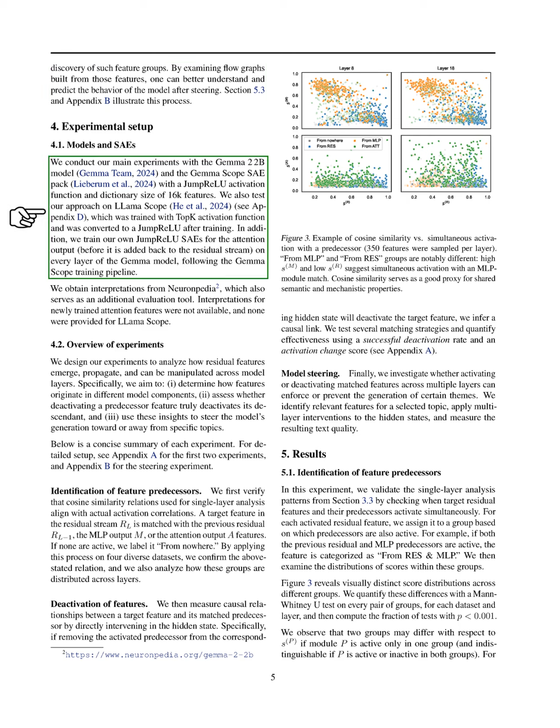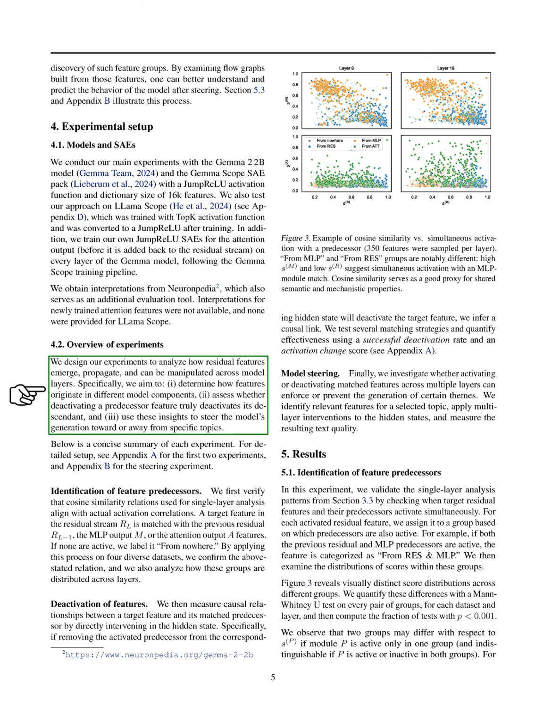For our experiments, we primarily use the GEMMA 22B model and the GEMMAscope SAEs, employing a specific activation function and a defined dictionary size. We also test our approach on LLaMAscope, which underwent a conversion after training. Additionally, we train our own SAEs for the attention output across all layers of the GEMMA model, following the established training pipeline. We utilize Neuronpedia for interpretations and evaluations, although interpretations for newly trained attention features and LLaMAscope were not available.